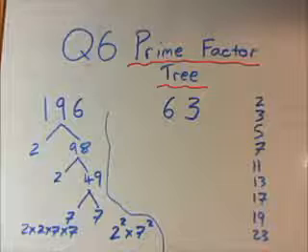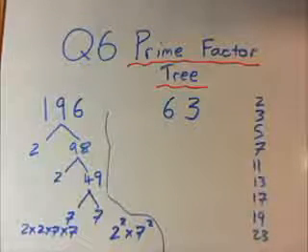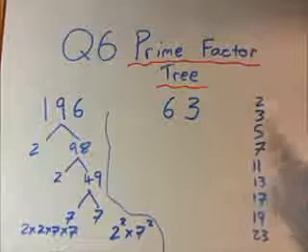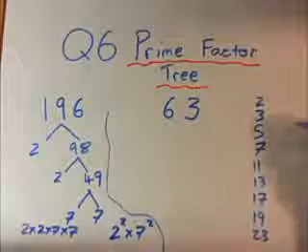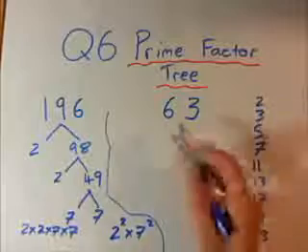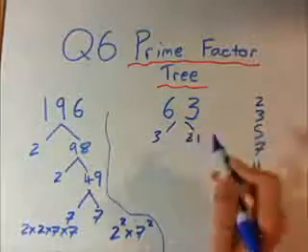Okay, let's look at our prime factor tree for 63 now. Now it's not even this time, so we can't use 2 straight away. So now we need to start looking at this list of prime numbers. Now, I like to start at the very top to make it easier in my head. So 3 times 21 is 63, so I'm going to use 3 and 21.